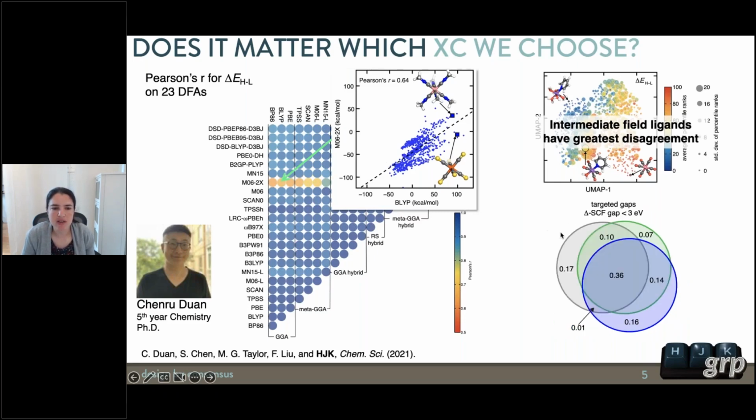It's harder to get all of the functionals to agree on what it takes to make a spin crossover material. And this is really a property dependent observation, because if we instead look at what it takes to get functionals to agree on the HOMO-LUMO gap, we see much better consistent agreement. So the degree to which different exchange correlation functionals agree is really sensitive to the property.